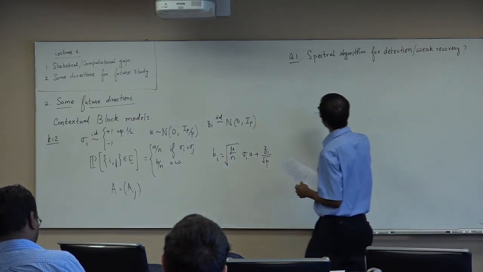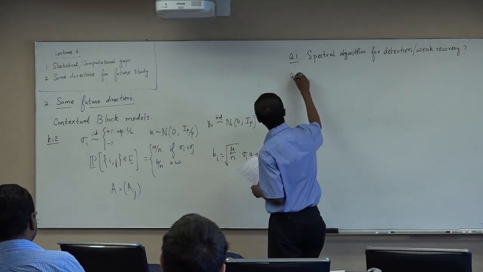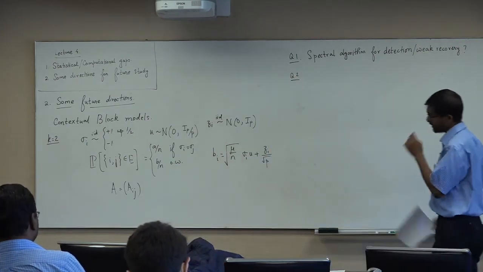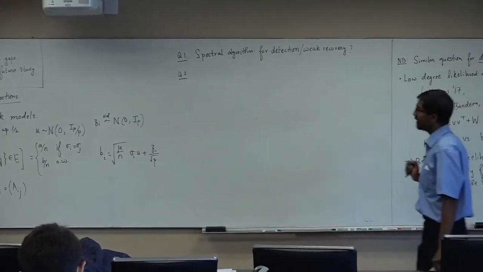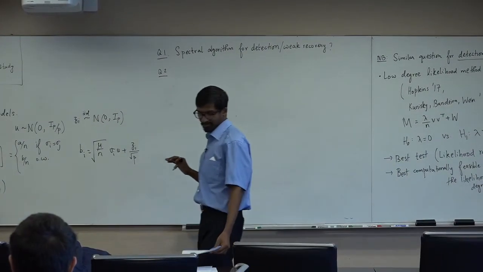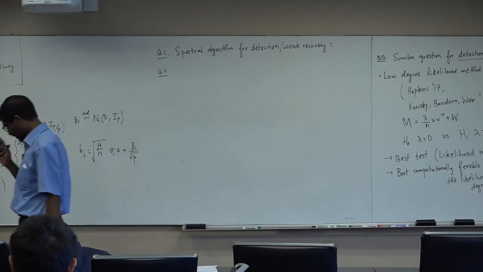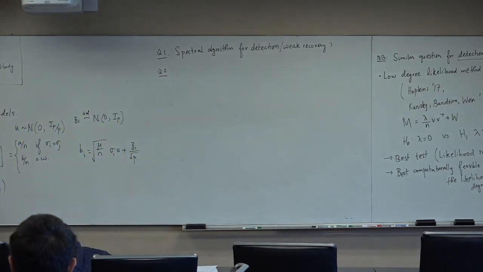A second question, which goes back to something that Yajun asked me after one of the lectures, is that so far I have been skirting one issue under the rug, which is that whenever I have talked about, let's say, Z2 synchronization or community detection, I've always assumed that all these parameters are known to me. So lambda is known to me, the a and b are given to me, and things like that.